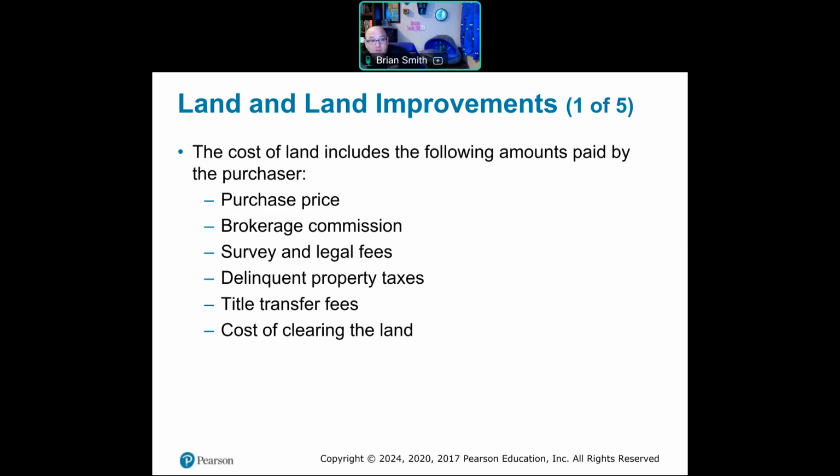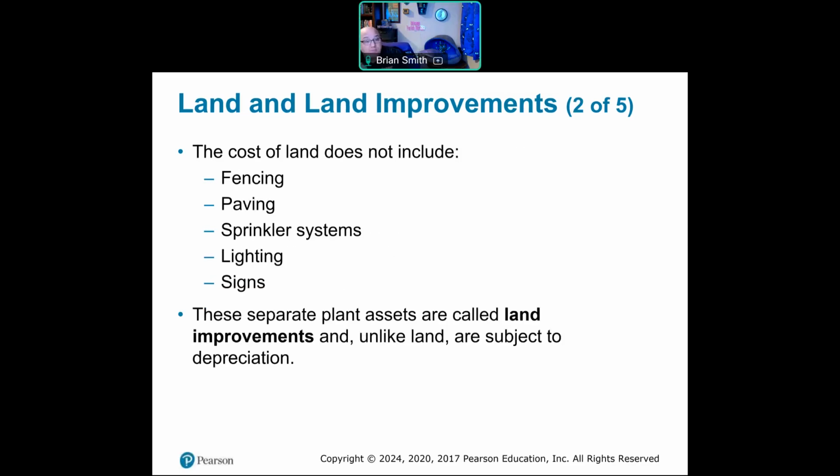One of the things, just for the record, as we get closer, and we'll talk about it later, is that land is not depreciated. So remember that. Land improvements are. Here's some more stuff, but these things don't get put into the cost of the actual land. They get put into land improvements: sprinkler systems, lighting, signs, anything that is not associated directly with the land, but is an improvement of the land.